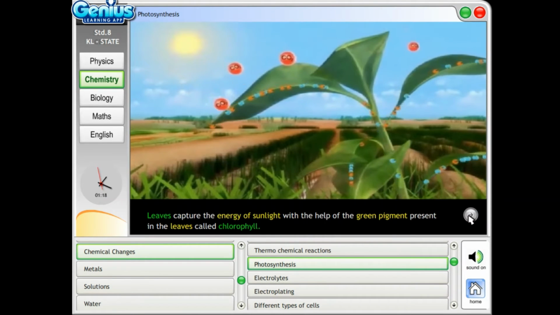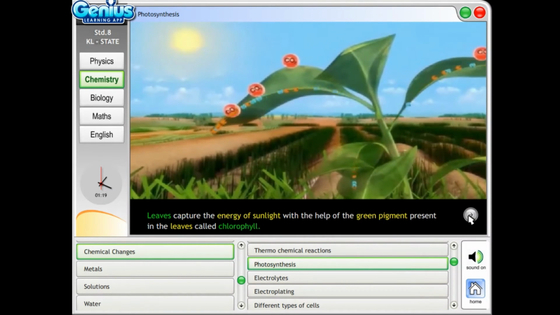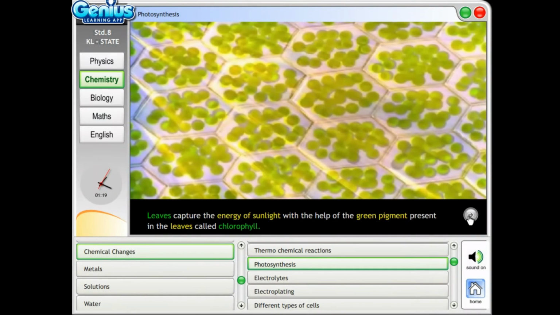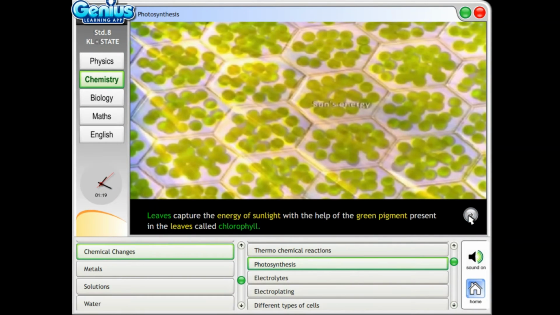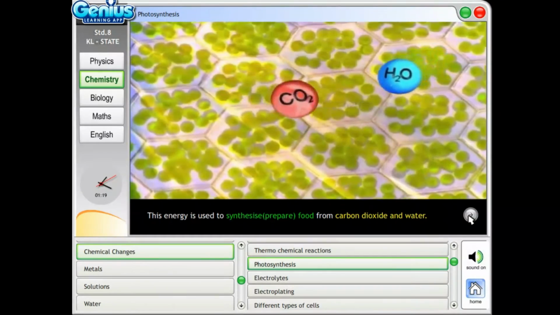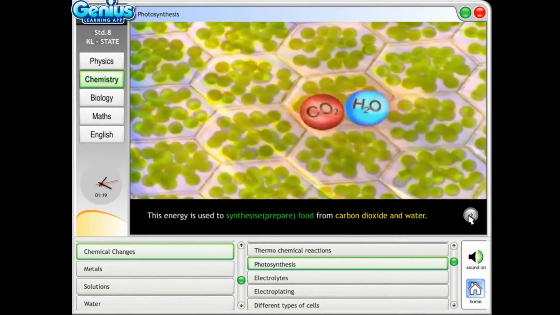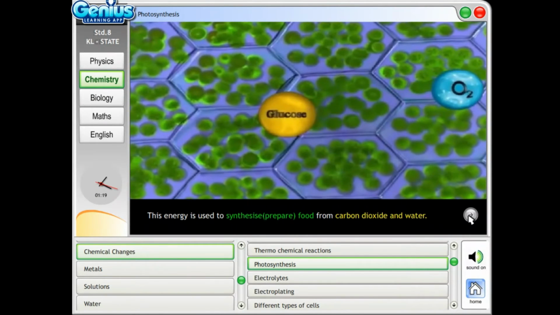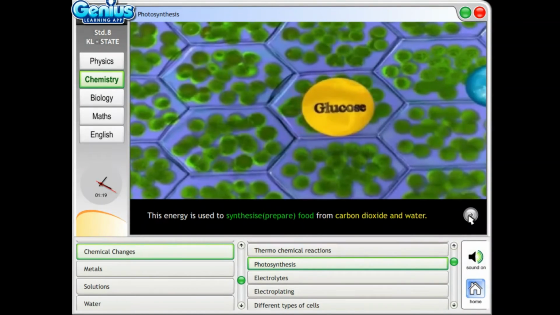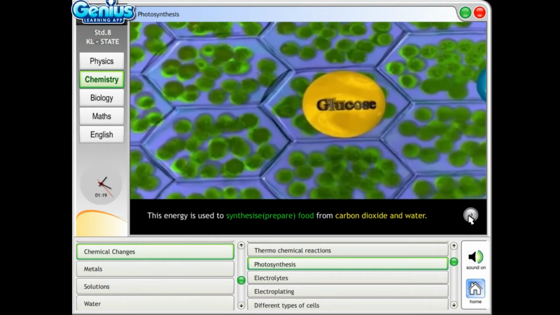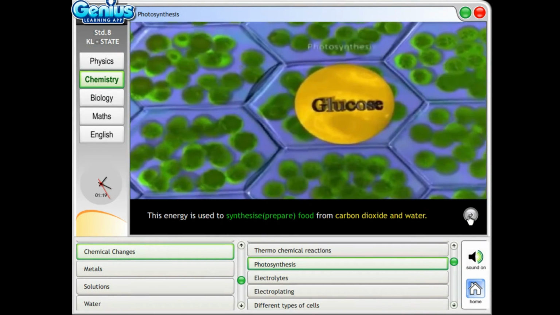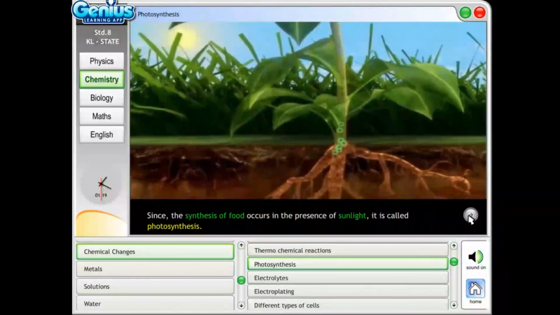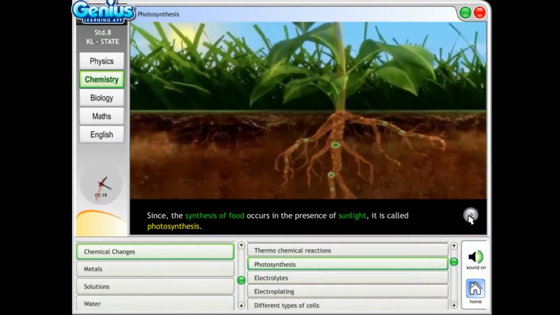Leaves capture the energy of sunlight with the help of the green pigment present in the leaves, called chlorophyll. This energy is used to synthesize, or prepare, food from carbon dioxide and water. Since the synthesis of food occurs in the presence of sunlight, it is called photosynthesis.